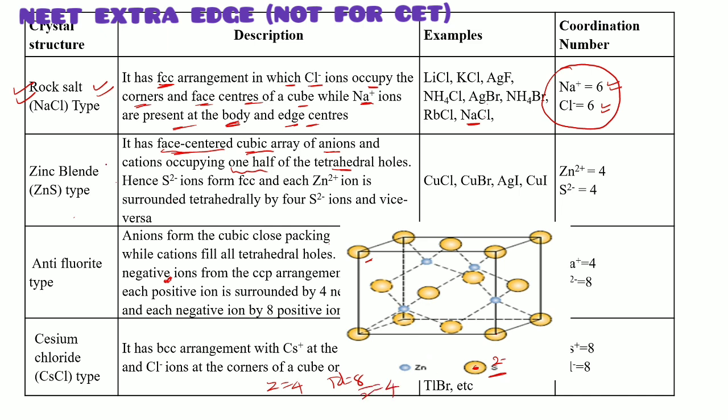4 tetrahedral voids are occupied by Zn, that is zinc. See, here one, here one, here one, and here one tetrahedral void is occupied by zinc. Hence, remember, each Zn2+ ion is surrounded by 4 S2-, hence 4 is the coordination number. 1 S2- is surrounded by 4 zinc, hence 4 is the coordination number. 4 to 4 coordination number, 6 to 6 coordination number, cation and anion. Remember CuCl, CuBr, AgI, HgI is an example for this.